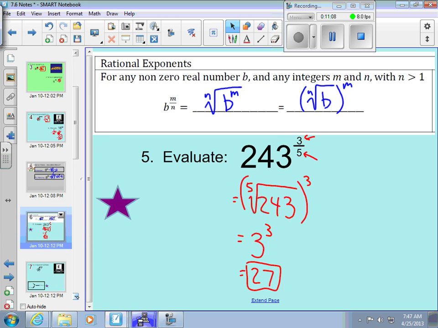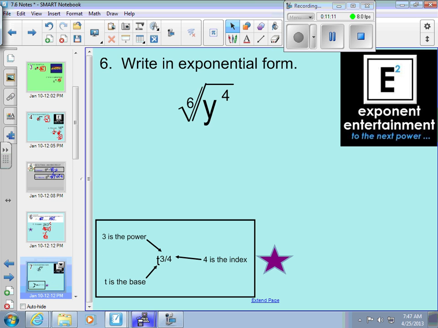All right, let's try another one here. Number 6, they want us to write this one in exponential form. Right now it's in radical form. We want to write it in exponential form. So this one's going to be y. We have to figure out what that fractional power is going to be. Which number goes on the bottom, in the denominator? Which one goes on top, in the numerator? Well, remember from what we said, the index of the root, whatever root we're taking, that's the bottom number. So 6 would go on the bottom. Our power goes on top. So it would be y to the 4/6 power, or another way of thinking about that, if we simplify, is y to the 2/3 power.